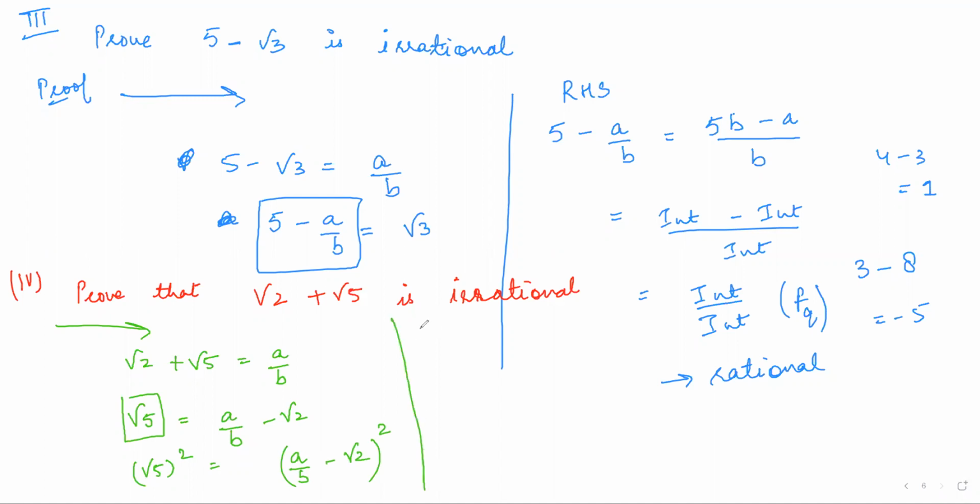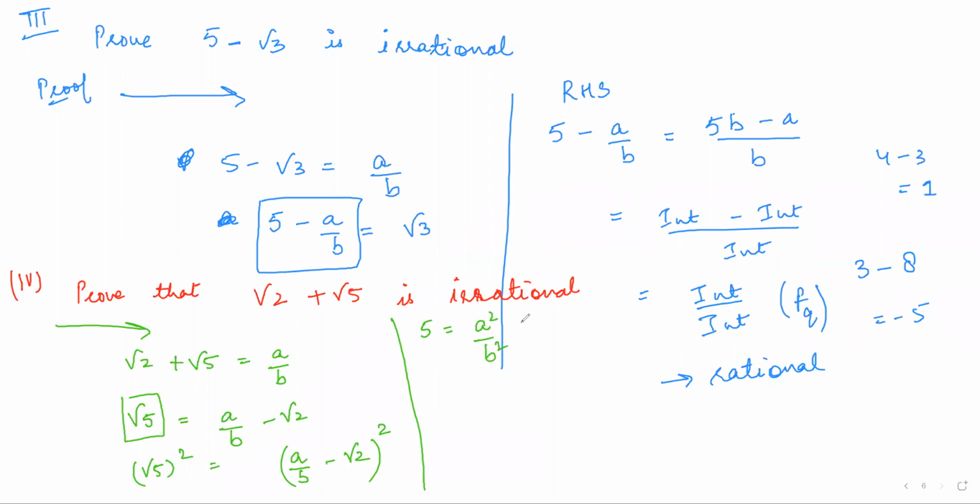So that becomes 5 is equal to, now this is (a upon b minus under root 2) whole square. You have to use the identity. So that is a square plus b square minus 2ab. Clear? So that becomes a square plus b square, right?